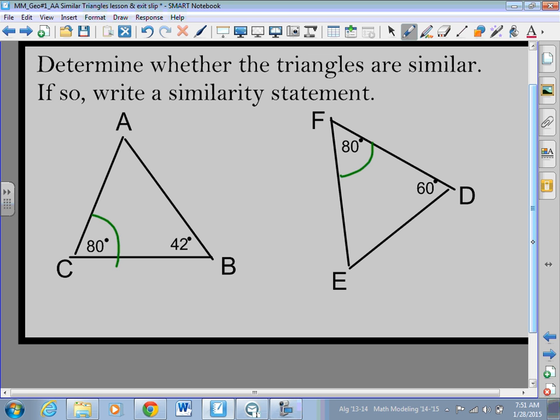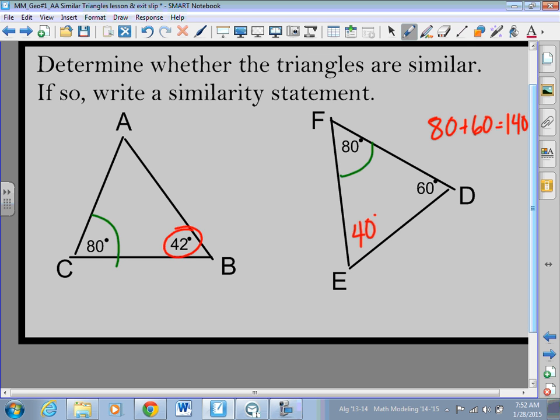So I'm going to take a look at triangle FDE, and I have 80 and 60. When I add those two together, it gives me 140. So that means that this angle has to be 40 degrees. Well, does that match the other triangle ABC? No, it doesn't, because this angle E is 40 and this angle B is 42. So they're not the same. Therefore, they are not similar.